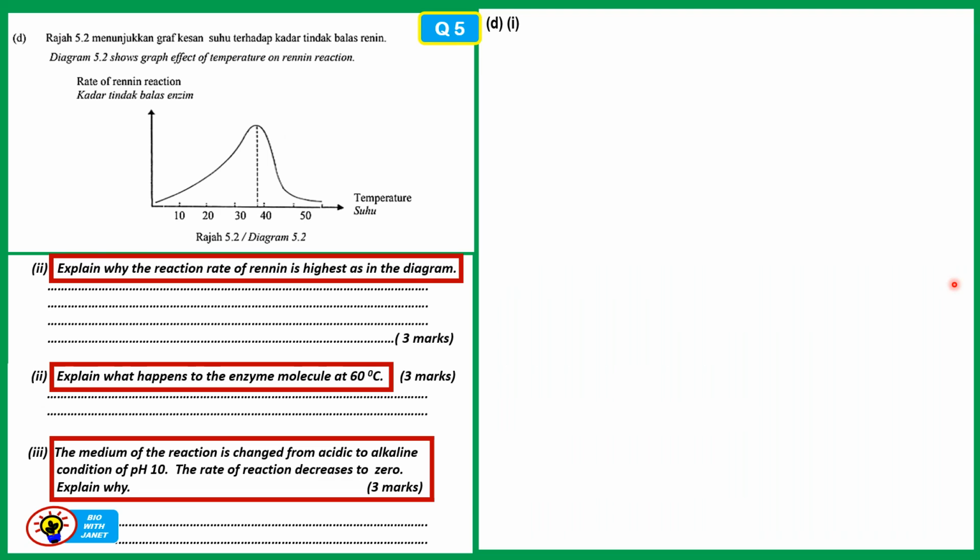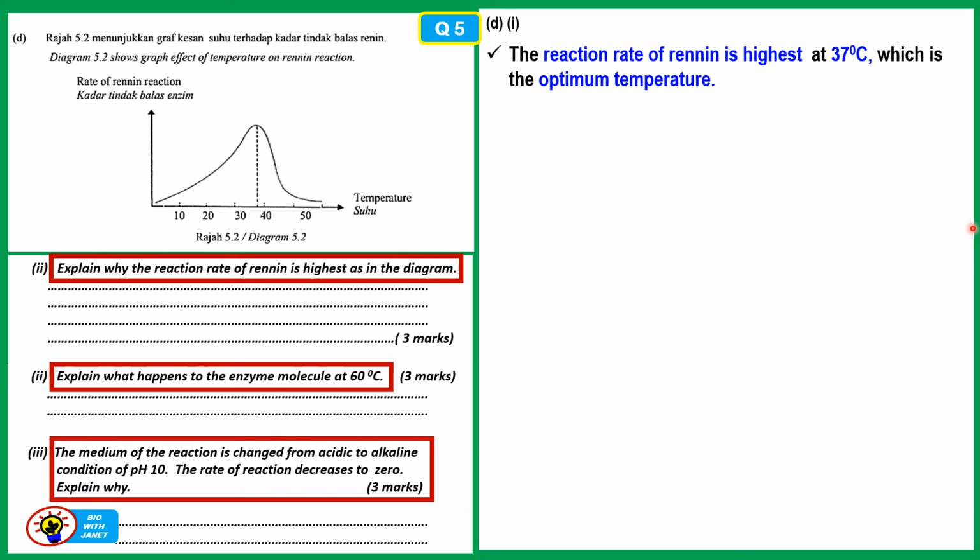Right, let's look at the answers here. So explain why the reaction rate of Rennin is highest as in the diagram. Now the rate of reaction of Rennin is highest at this point here, in this bell-shaped curve. So it's highest at 37 degrees Celsius, right? So what's the name for this temperature? Yes, it's called the optimum temperature. So the reaction rate of Rennin is highest at 37 degrees Celsius, which is the optimum temperature.